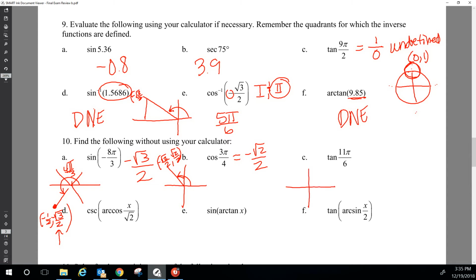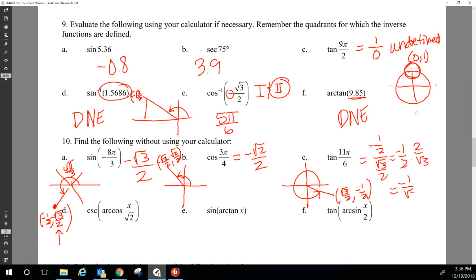Tangent of 11 pi over 6, so 1, 2, 3, 4, 5, 6, 7, 8, 9, 10, 11. Well, you guys know the unit circle. I don't know why I'm doing all that. You guys know that 11 pi over 6 is here. The tangent here, so what's my point over there? That's the square root of 3 over 2 and negative 1/2. I want y over x. So negative 1/2 divided by the square root of 3 over 2. Negative 1/2 times 2 over the square root of 3. Negative 1 over the square root of 3. And that gives me negative square root of 3 over 3.